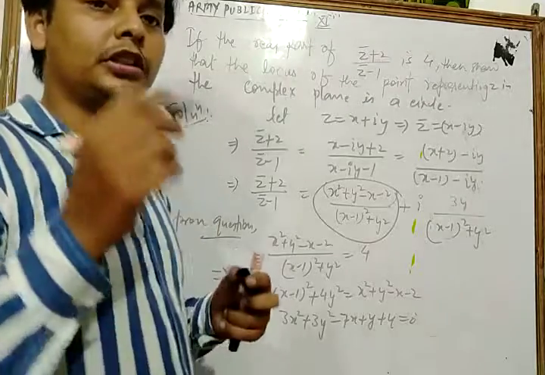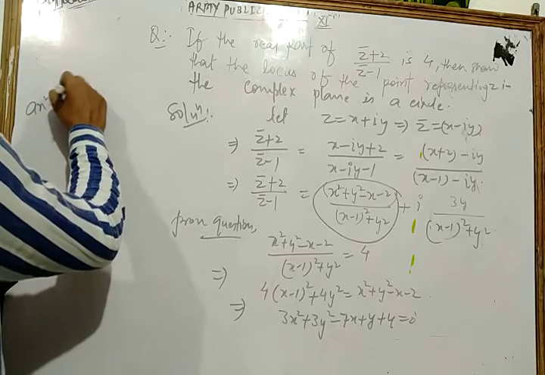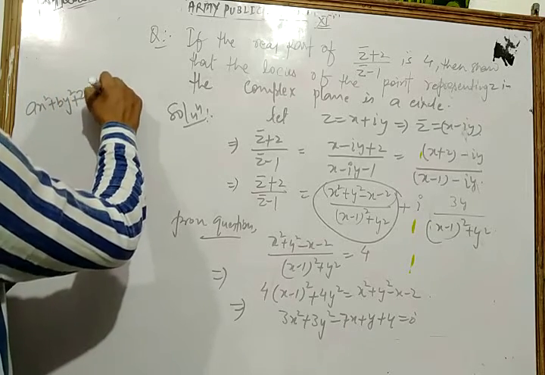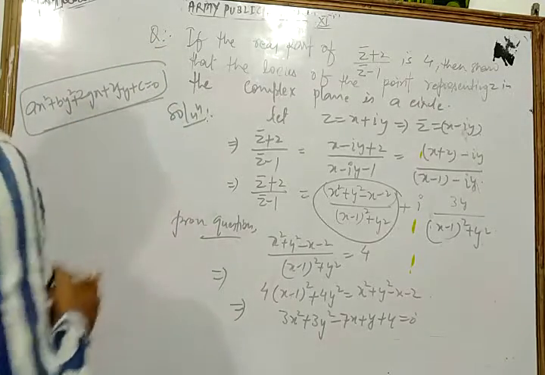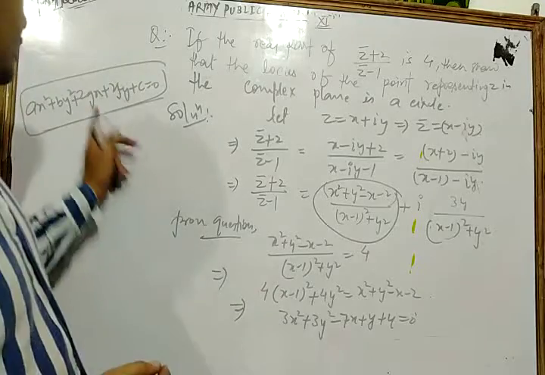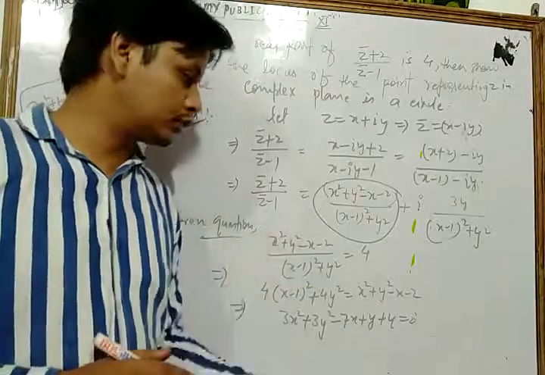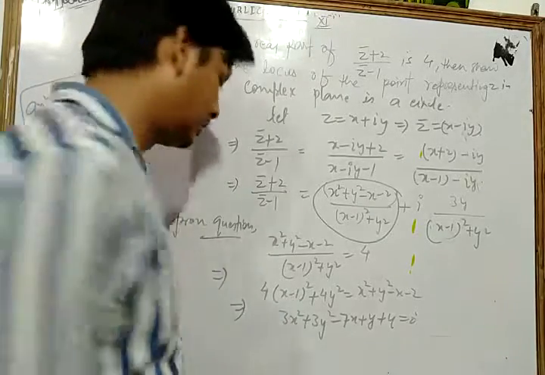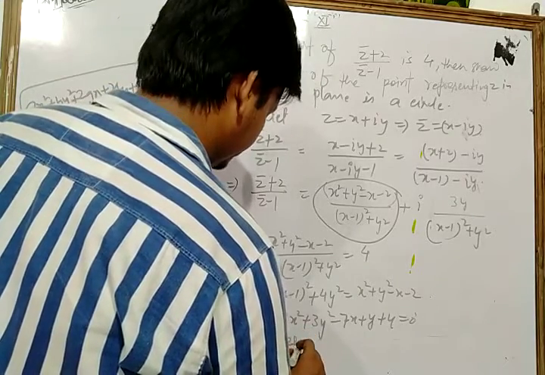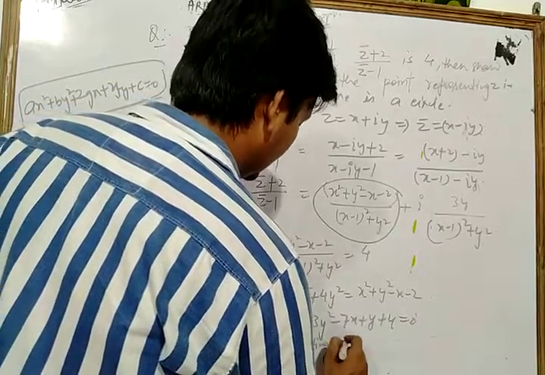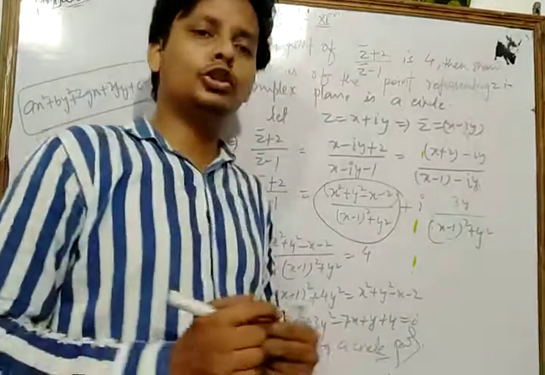You know that the general equation of the circle is in the form of ax square plus by square plus 2gx plus 2fy plus c is equal to 0. Any equation of that form represents a circle. So dear student, this equation represents a circle, hence proved. So dear students, in this way you can solve that type of questions.